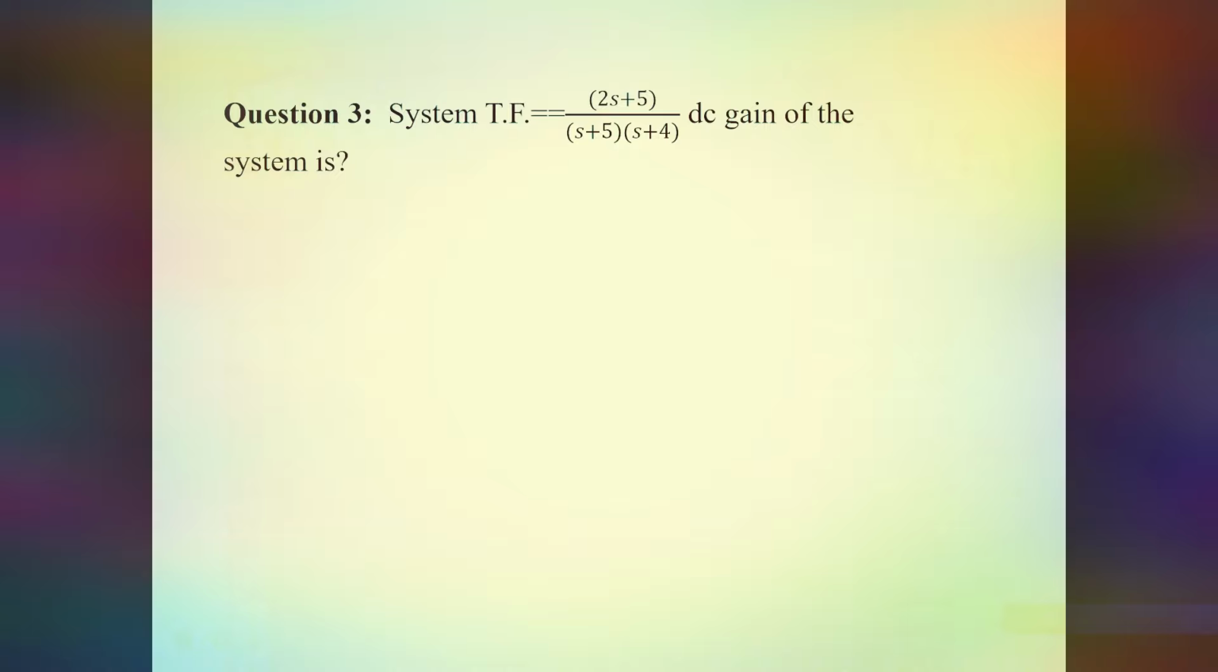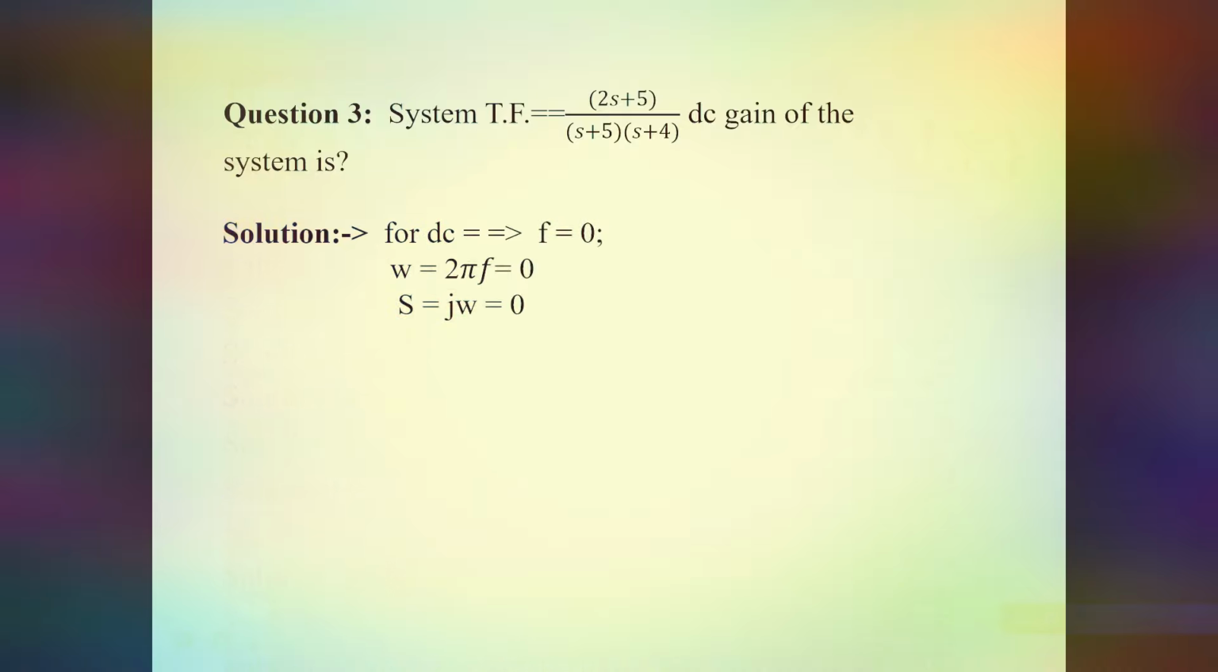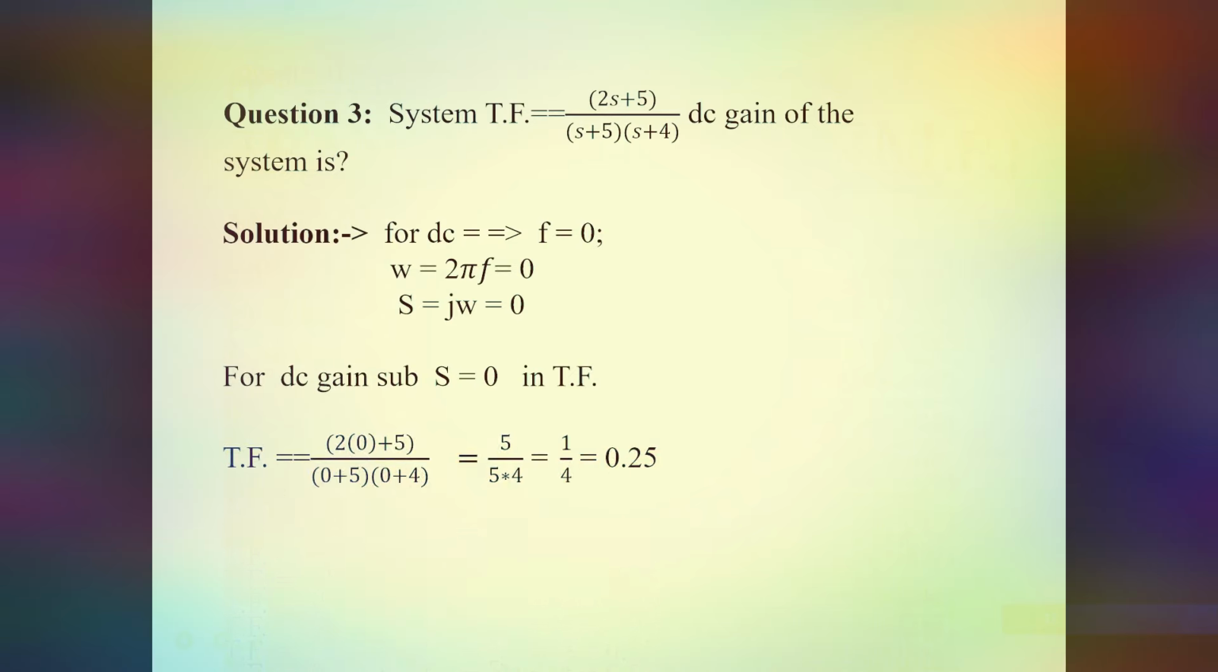Now the third question. The transfer function of a system is given as (2s plus 5) divided by (s plus 5)(s plus 4). The DC gain of the system is to be found. The solution: for DC, the frequency is 0. From that we get the angular frequency also 0, and so the s value is 0. Put s equals 0 in the above equation and we get 5 divided by 5 into 4, that is 1 by 4, which is 0.25. We get the DC gain for the above system is 0.25.